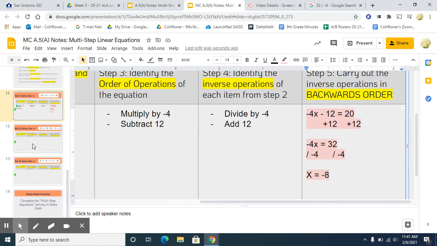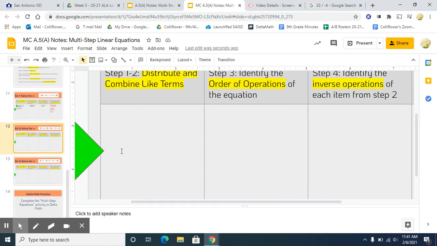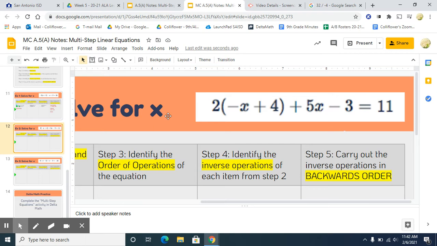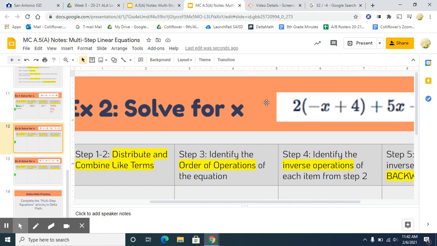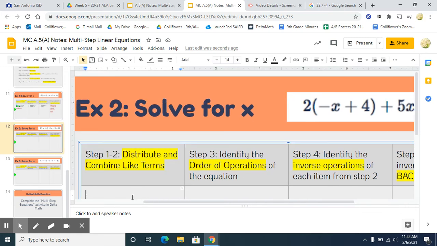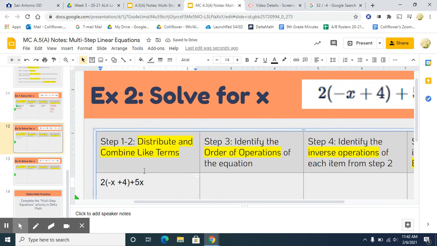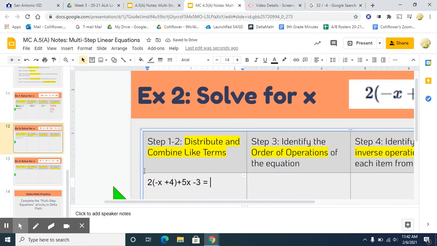Let's look at one more example together, and then you can try one on your own. Example 2, solving for x, we've got 2 times -x plus 4 plus 5x minus 3 equals 11. So first I'm going to write that equation out. I'm going to be careful to make sure I have all of the correct negative and positive signs so that I don't make any mistakes here.